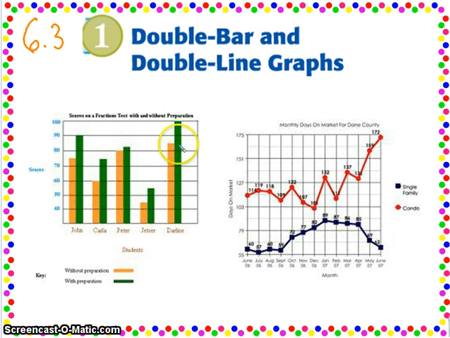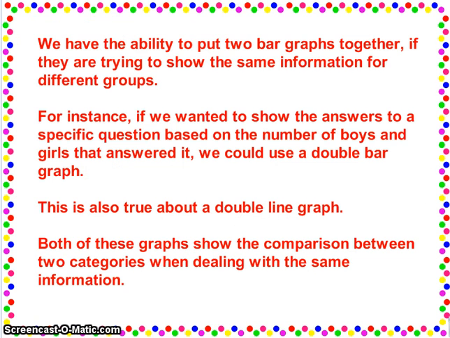This right here is a double bar graph. See 2 bars, notice a key, and then we have our double line graph. Okay, so this is showing us single families and condos, number of homes, how long they last on sale. Okay, so let's get into it. A few things to know.